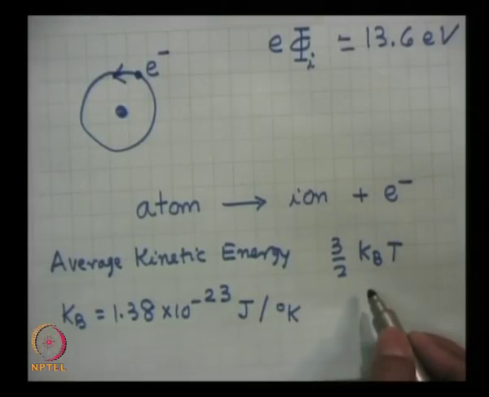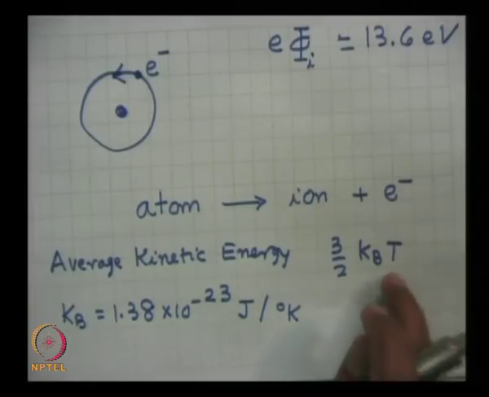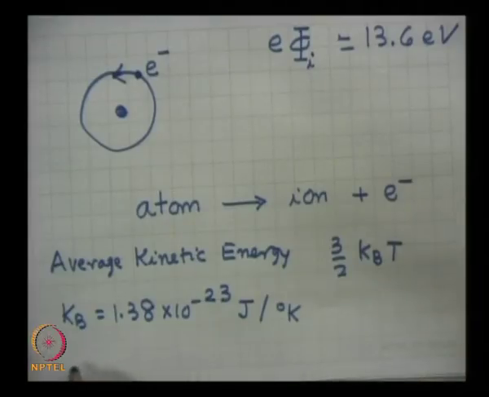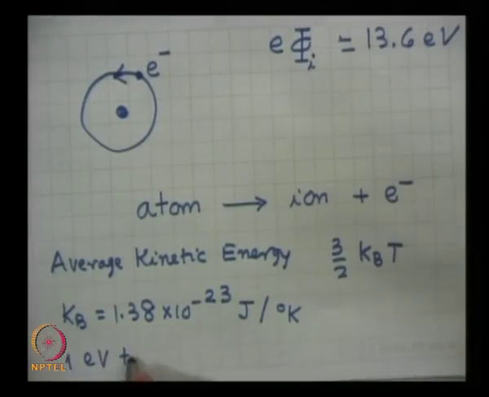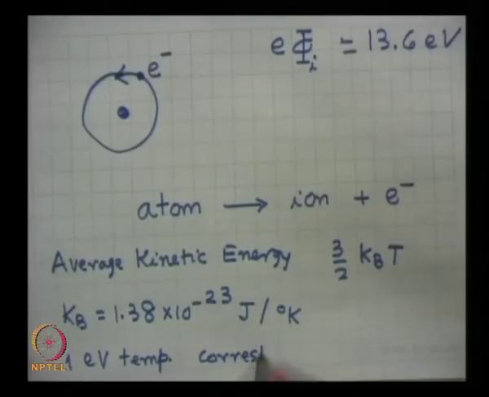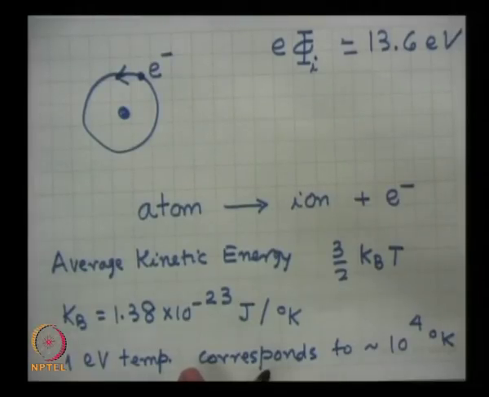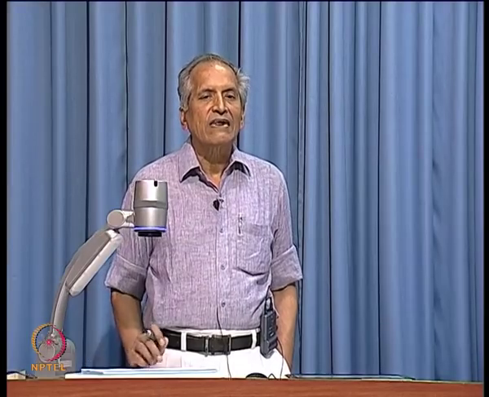So, in plasmas, kBT is normally called the temperature of a plasma. If you put T equal to 10⁴ degree Kelvin, kBT is around 1 electron volt. So, we say that 1 electron volt temperature corresponds to 10⁴ degree Kelvin. In plasma there is a practice to quote temperature in electron volt. Typically, 10,000 degrees Kelvin is about 1 electron volt, and a 100,000 degrees temperature will be like 10 electron volt.